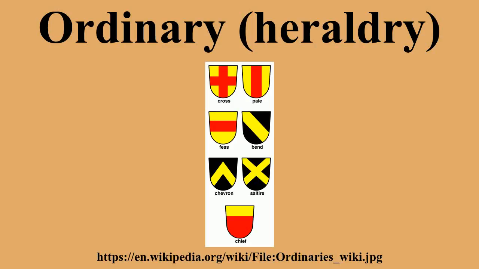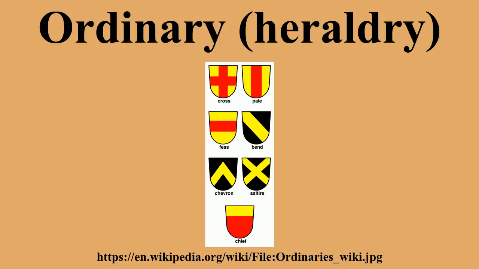Ordinaries resemble partitions of the field, but are formally considered objects on the field, though there is some debate as to exactly which geometrical charges with straight edges and running from edge to edge of the shield constitute ordinaries. Certain ones are agreed on by everyone, except for the chief. Cross: central to the shield, a pale and a fess of equal widths conjoined, as in the arms of the City of London.